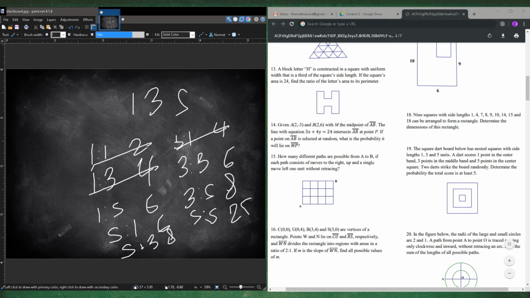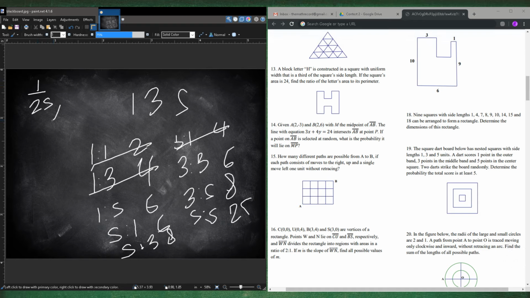Since it's 1, 3, and 5, the 1 by 1 is just... since the entire outside is 5, it's just over 25. So the inside is 1, so it'll be 1 over 25. The middle one is 3, so that's 9, 9 out of 25. But subtract that 1, so it's 8 out of 25.